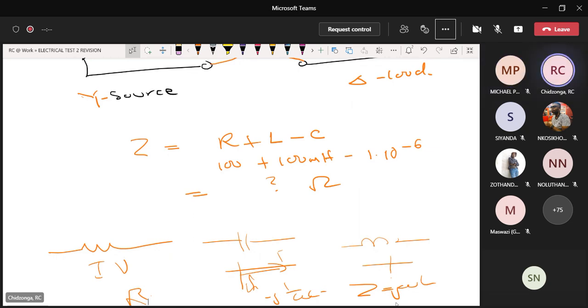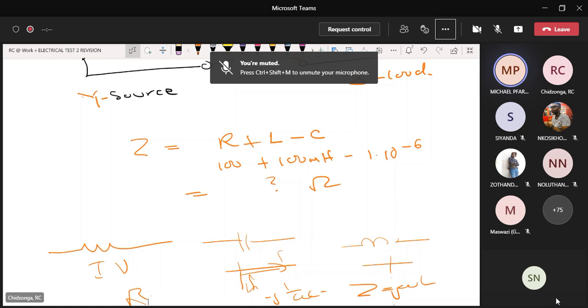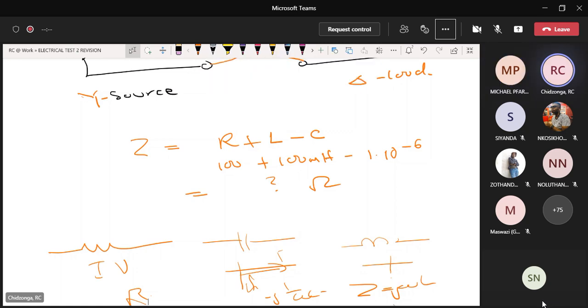Or if you want, you can scan all the pages and send me an email. Okay, I think that would be better also. Is there anything else?